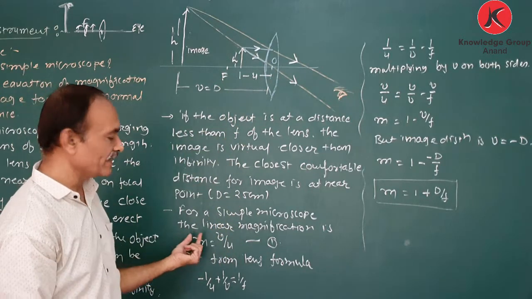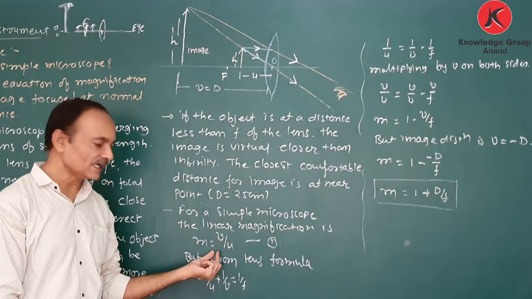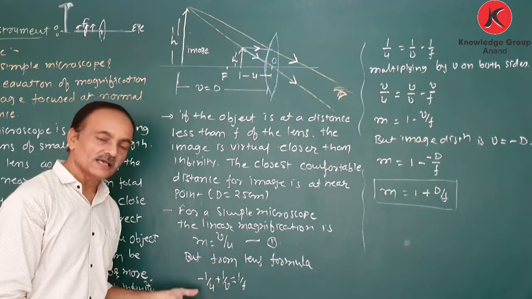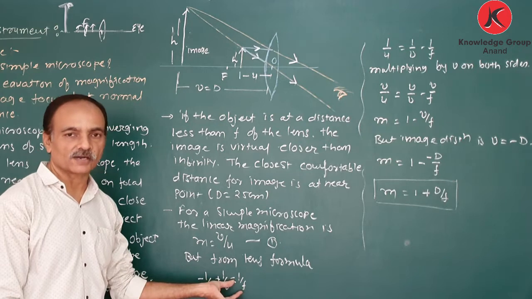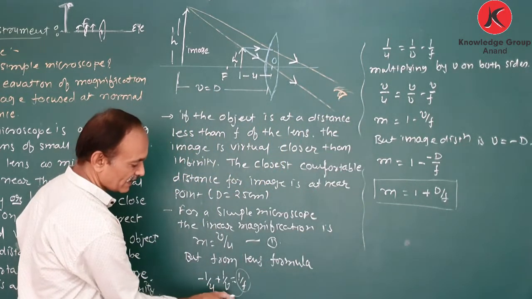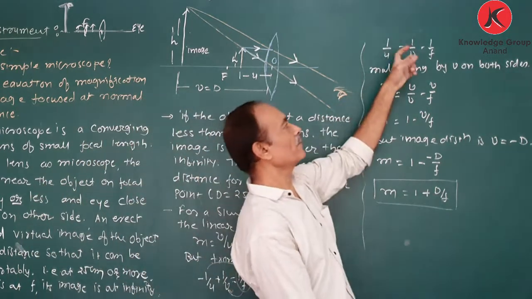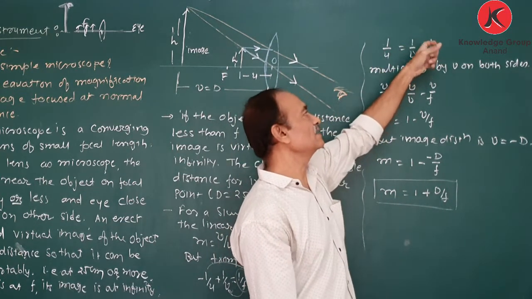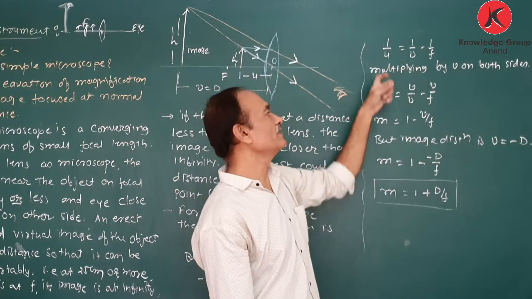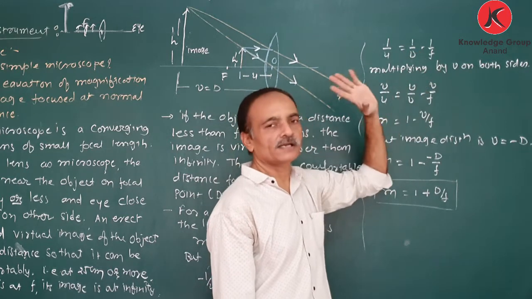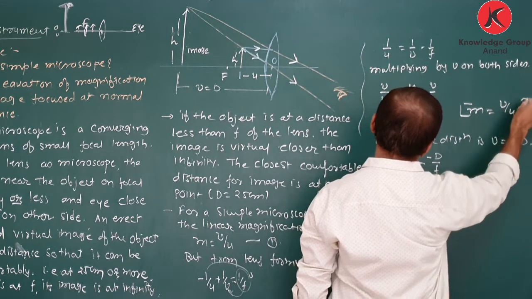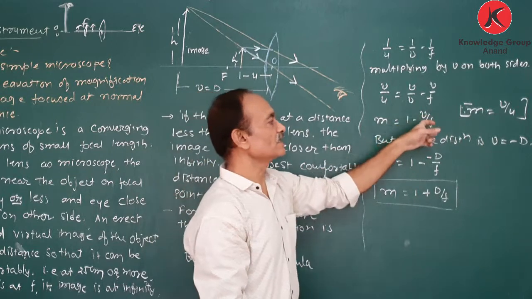We know that the magnification M is equal to the ratio of image distance to object distance, V upon U. Using the lens formula, minus 1 upon U plus 1 upon V is equal to 1 upon F. From this, 1 upon U is equal to 1 upon V minus 1 upon F. Multiplying both sides by V, V upon U is equal to V upon V minus V upon F. V upon V is 1, and M is equal to V upon U. Therefore, M is equal to 1 minus V upon F.